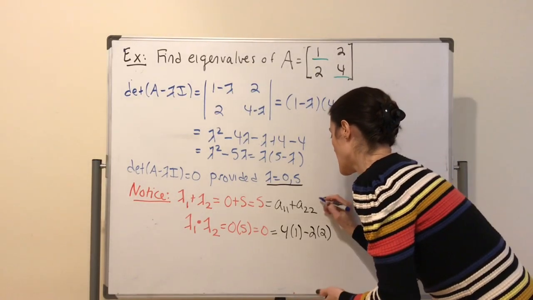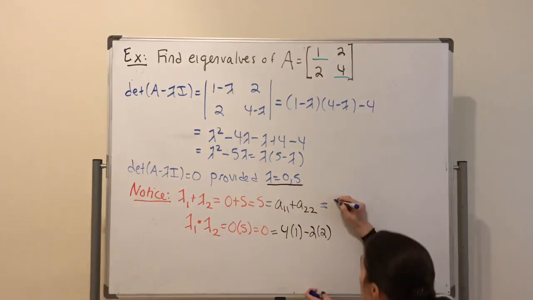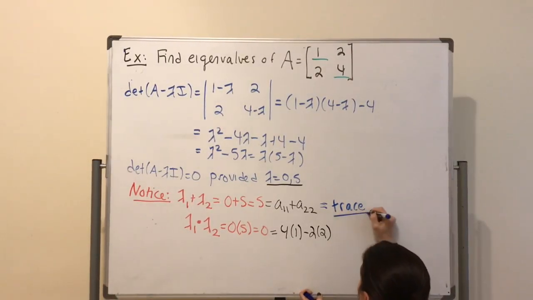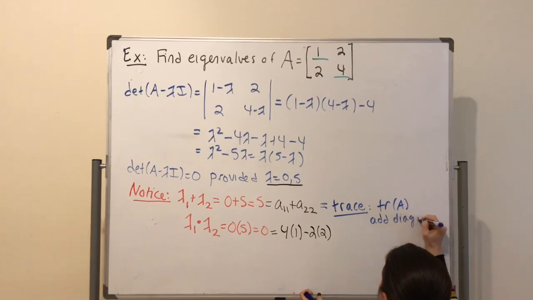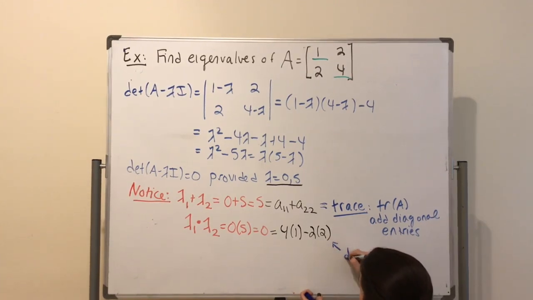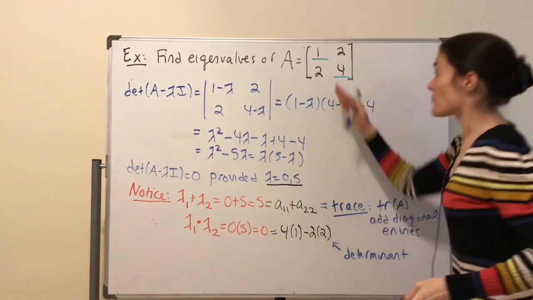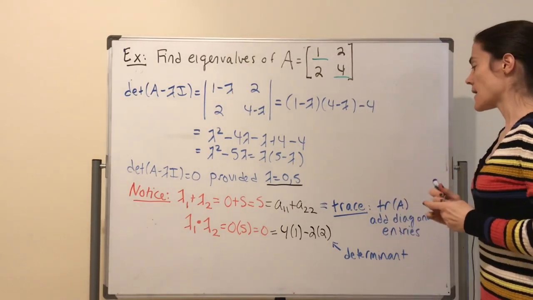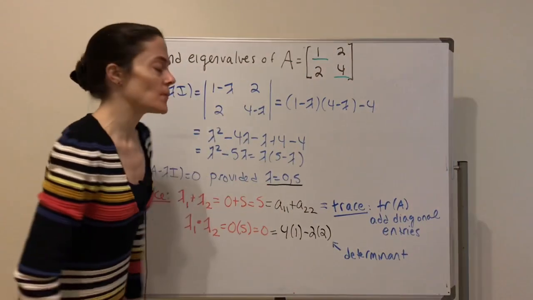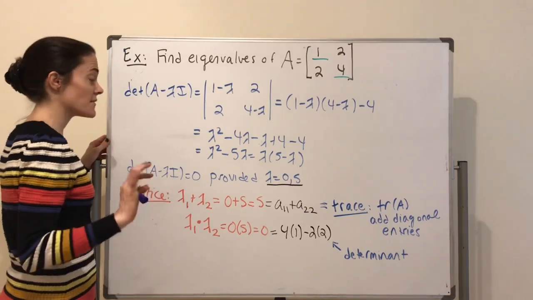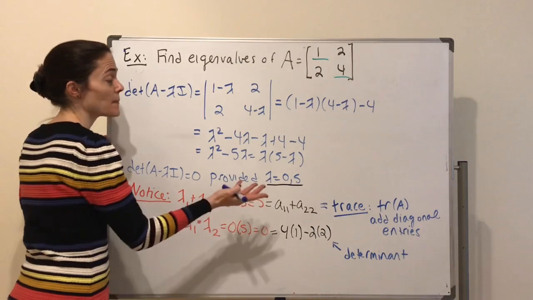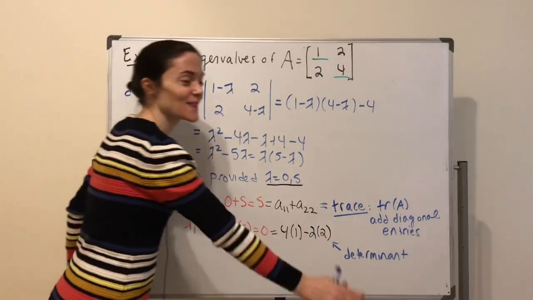This is what's called the trace. It's denoted like this. And this is where you just add the diagonal entries. And this one is the determinant. That's why I almost changed it to write it like AD minus BC. Okay, and this is not just this example. You can say more generally, anytime you have n eigenvalues, if you add them up, you get the trace of the matrix. If you multiply them, you get the determinant of the matrix.